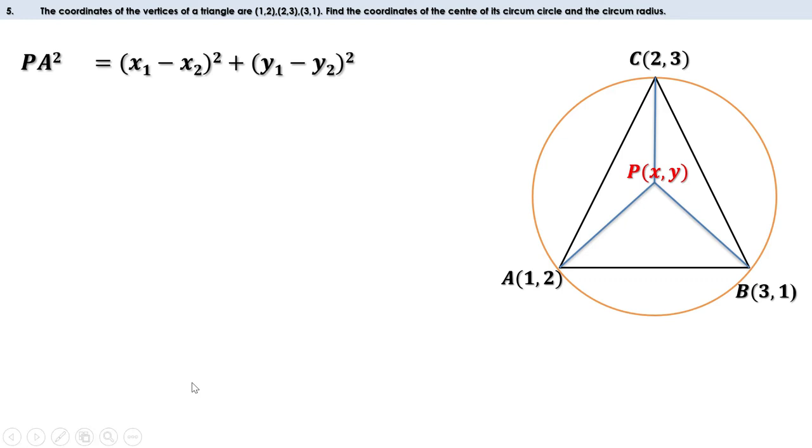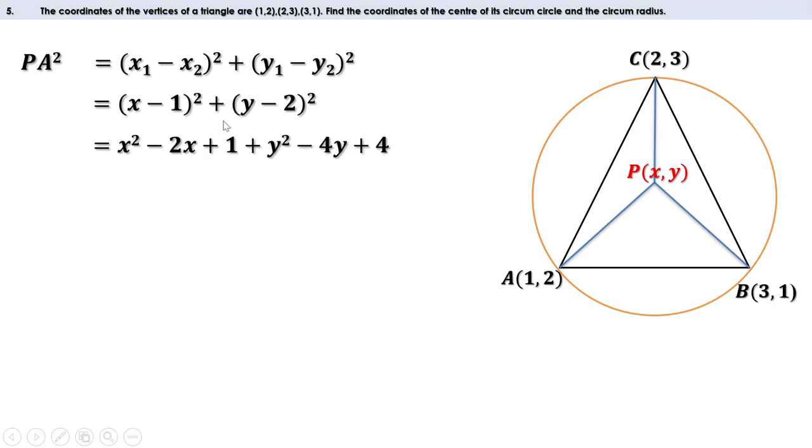So we can say PA square is (x1 minus x2) whole square plus (y1 minus y2) whole square. Here x1 is x and x2 is 1, y1 is y and y2 is 2. So this can be written as (x minus 1) whole square plus (y minus 2) whole square. (x minus 1) whole square is x square minus 2x plus 1. (y minus 2) whole square is y square minus 4y plus 4. 1 plus 4 is 5. So this can be written as x square minus 2x plus y square minus 4y plus 5.